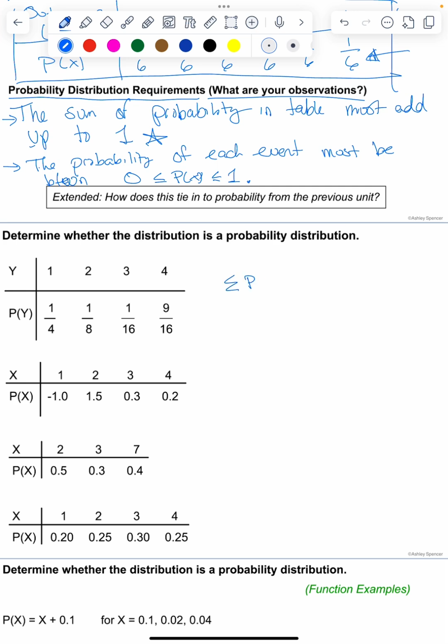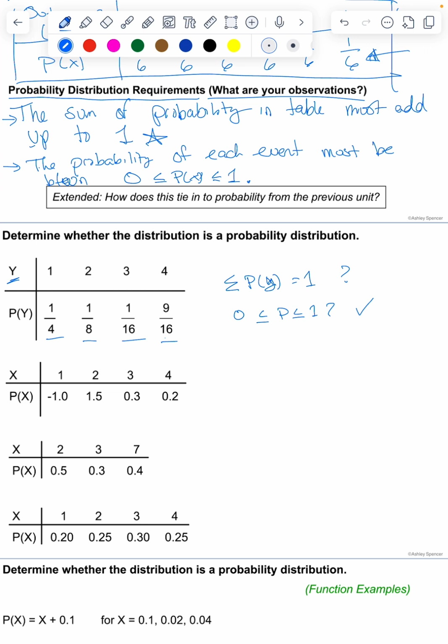Is the sum of the probabilities equal to 1? And are all of the P's, well, in this case, it's going to be Y, right? They called it Y. Are all the P's, the probabilities of that event Y, between 0 and 1? Well, yes, on the second part, right? Each of these is between 0 and 1, so we're good on that.